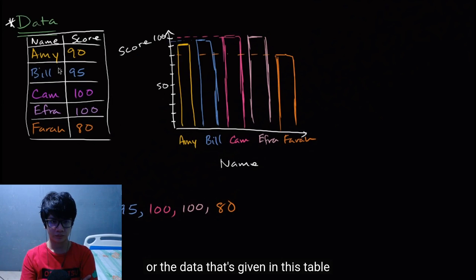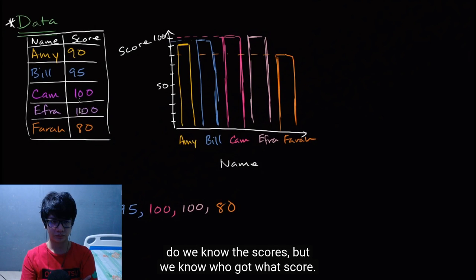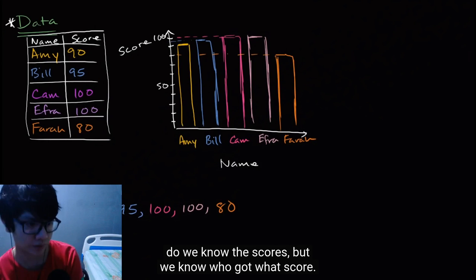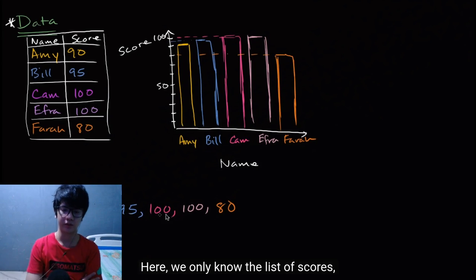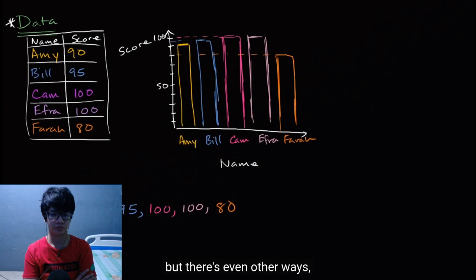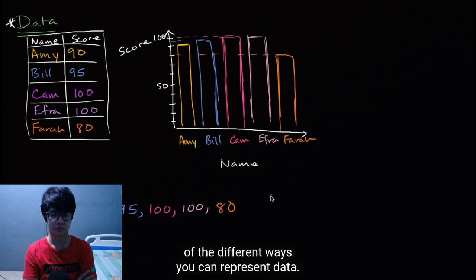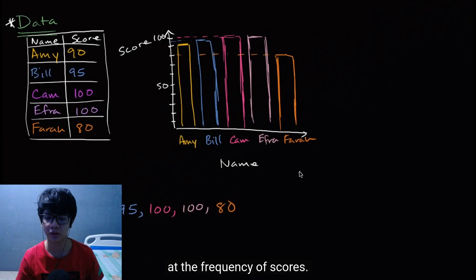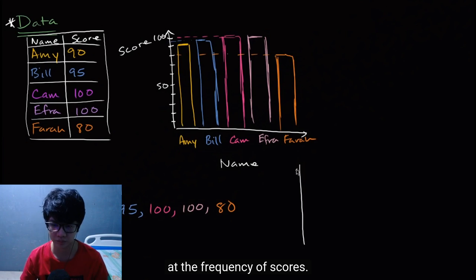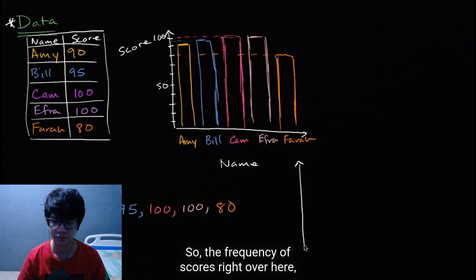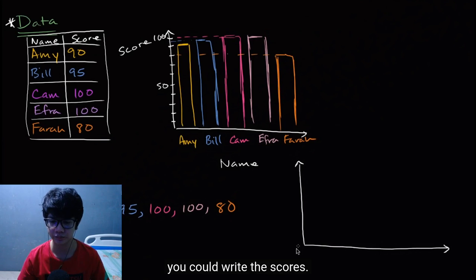And or the data that's given in this table right over here. Because here, not only do we know the scores, but we know who got what score. Here, we only know the list of scores. But there's even other ways, and this is not an exhaustive video of all of the different ways you can represent data. You could also represent data by looking at the frequency of scores. So the frequency of scores right over here. So instead of writing the people, you could write the scores.